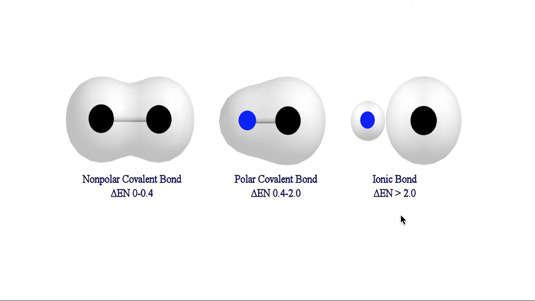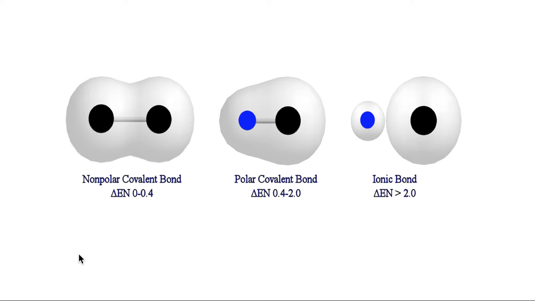Ionic bonds aren't sharing electrons at all. It's basically when one atom gives up an electron and the other one gains an electron. And you have one atom becoming a cation, one becoming an anion, and they are attracted to each other. And an example of that would be salt.